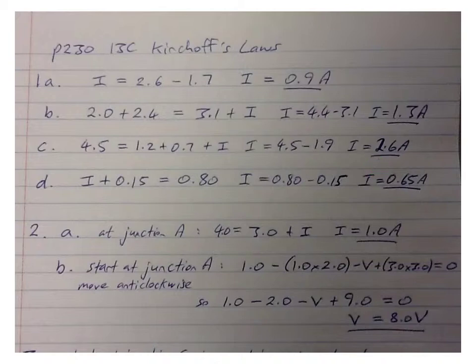Part D, you have 2 currents flowing in and just the 1 current flowing out, which is the 0.8 amps. The 2 currents flowing in involve the unknown plus the 0.15. So rearranging, you get 0.65 amps.